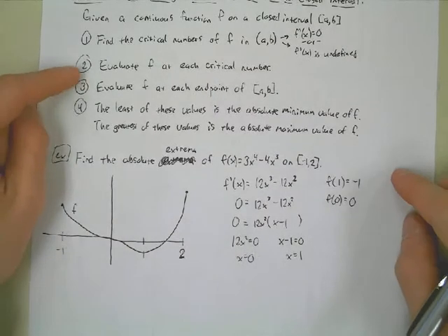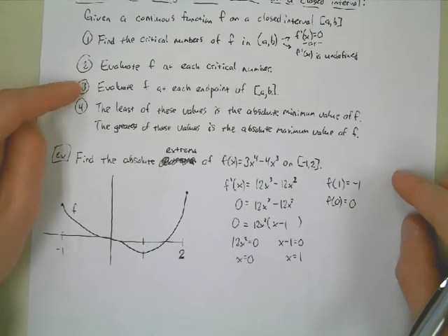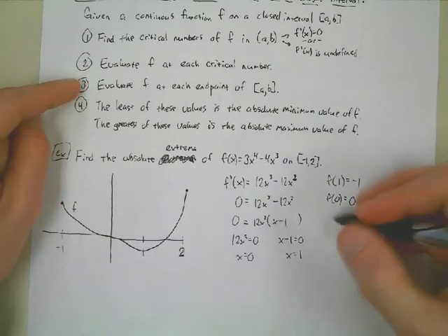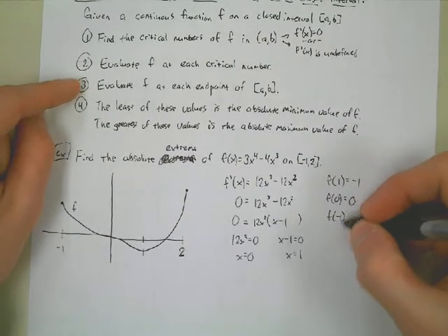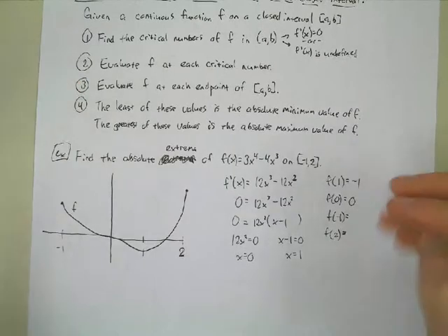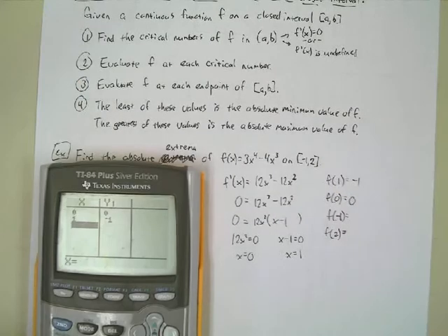And now step 3, evaluate f at each endpoint. So that means f of negative 1 and f of 2. Okay, and again, since we have our calculators here, let's just do it that way. So I get 7 and I get 16.